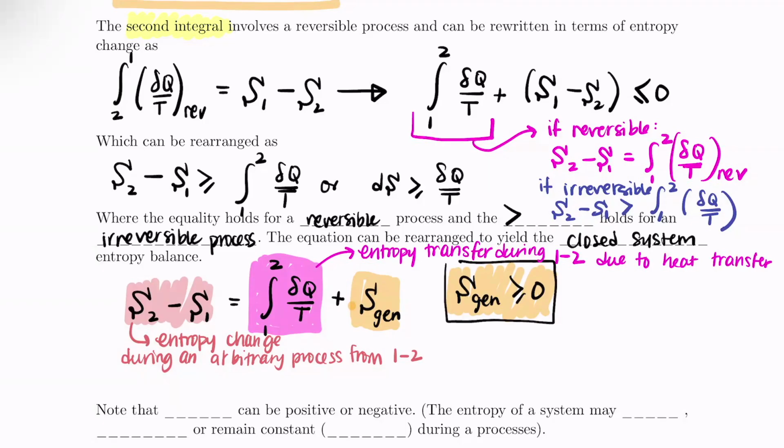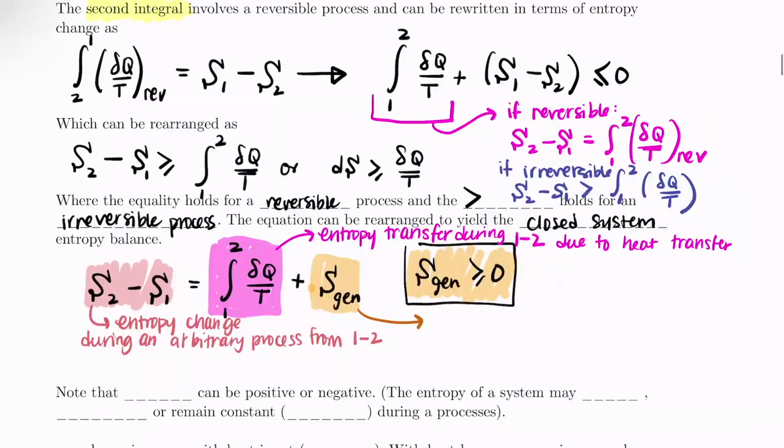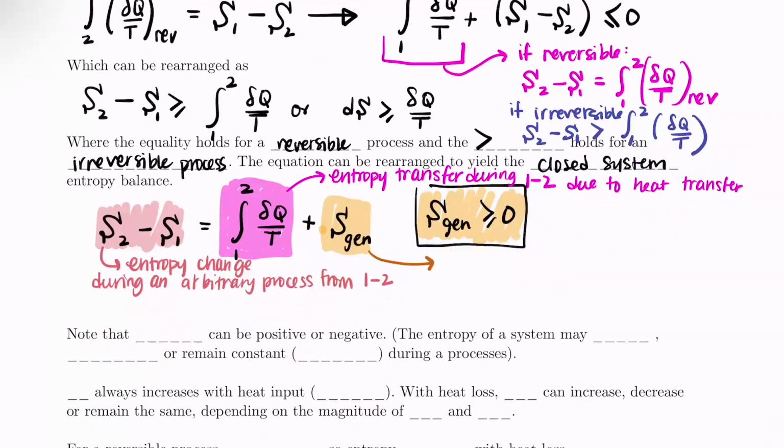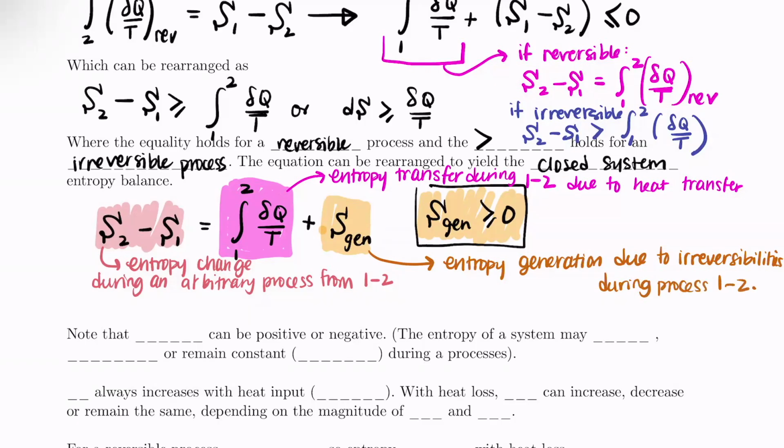And then this term here is entropy generation due to irreversibilities during the process 1, 2.